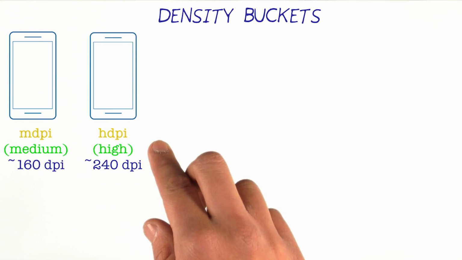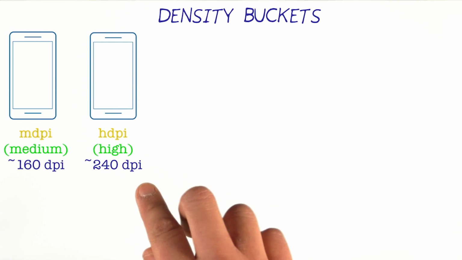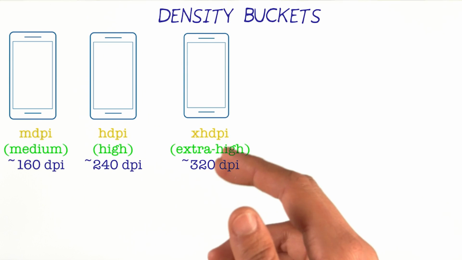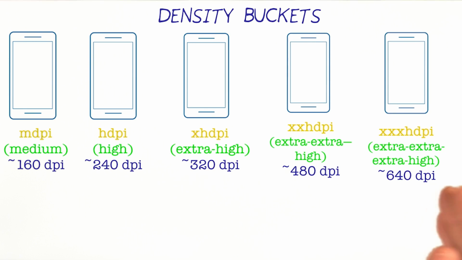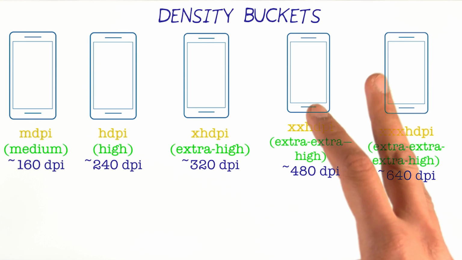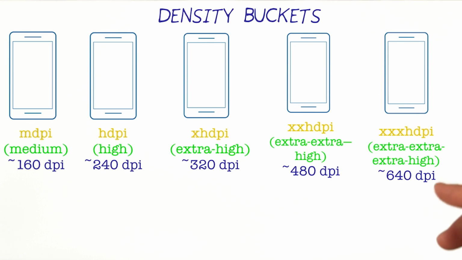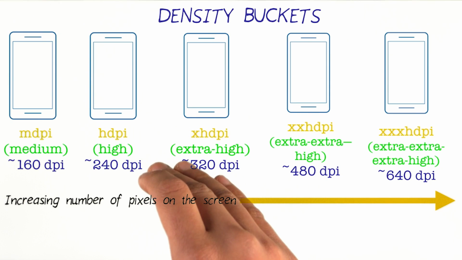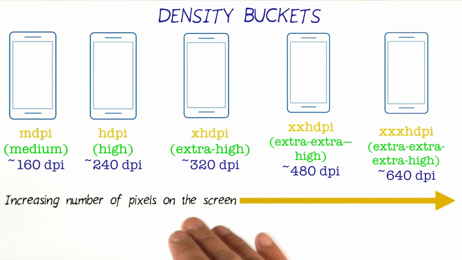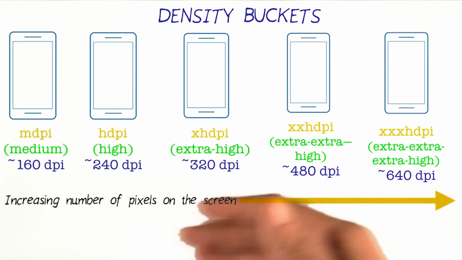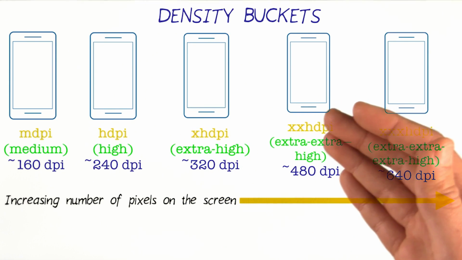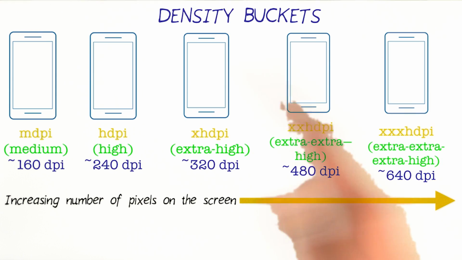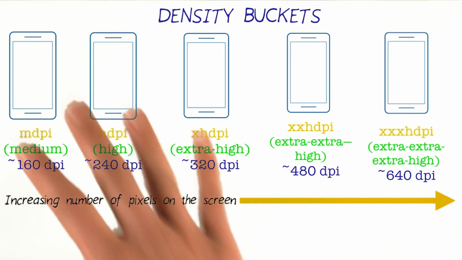An HDPI device, or high density device, has about 240 dots per inch. An XHDPI device, or extra high density device, has about 320 dots per inch. And the number of dots just increase from there. So with the extra extra extra high density device, and that's 3 X's, it has about 640 dots per inch. So as the name and numbers indicate, the number of pixels on screens increase as we increase density. As time has passed, the device hardware has gotten even better. We have even higher resolution devices, meaning more pixels that can fit on the screen than what's shown here. But for now, let's just focus on these 5.